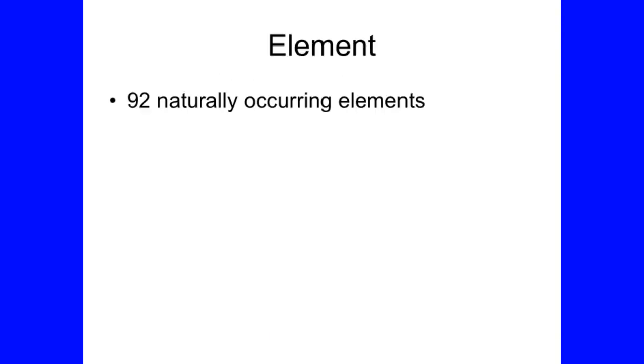If you look at your periodic table, there are actually 92 naturally occurring elements. The rest of the elements that you maybe have heard of are actually made by humans. The thing that distinguishes one element from another is actually the number of protons.